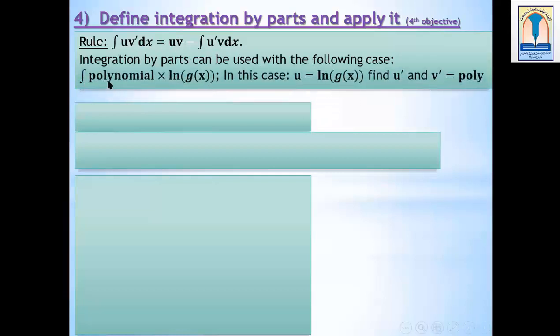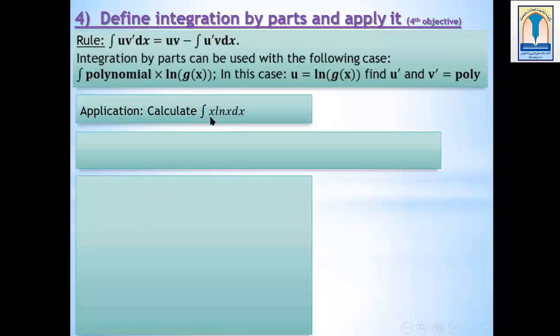When we have the integral of a polynomial times ln g of x, then we use integration by parts. In this case, we take u equal ln g of x and find the derivative of u, and choose v prime equal to the polynomial and find v, which is the integral of this polynomial.